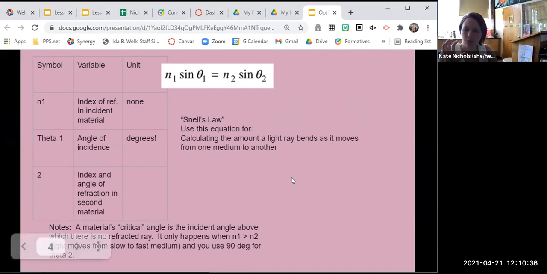So these equations I'm going to go through fast because I'm going to come back to them at the end of the slideshow when we talk about concepts. But briefly, just so you have it all together, that equation, if you're looking at your equation sheet, is known as Snell's law.